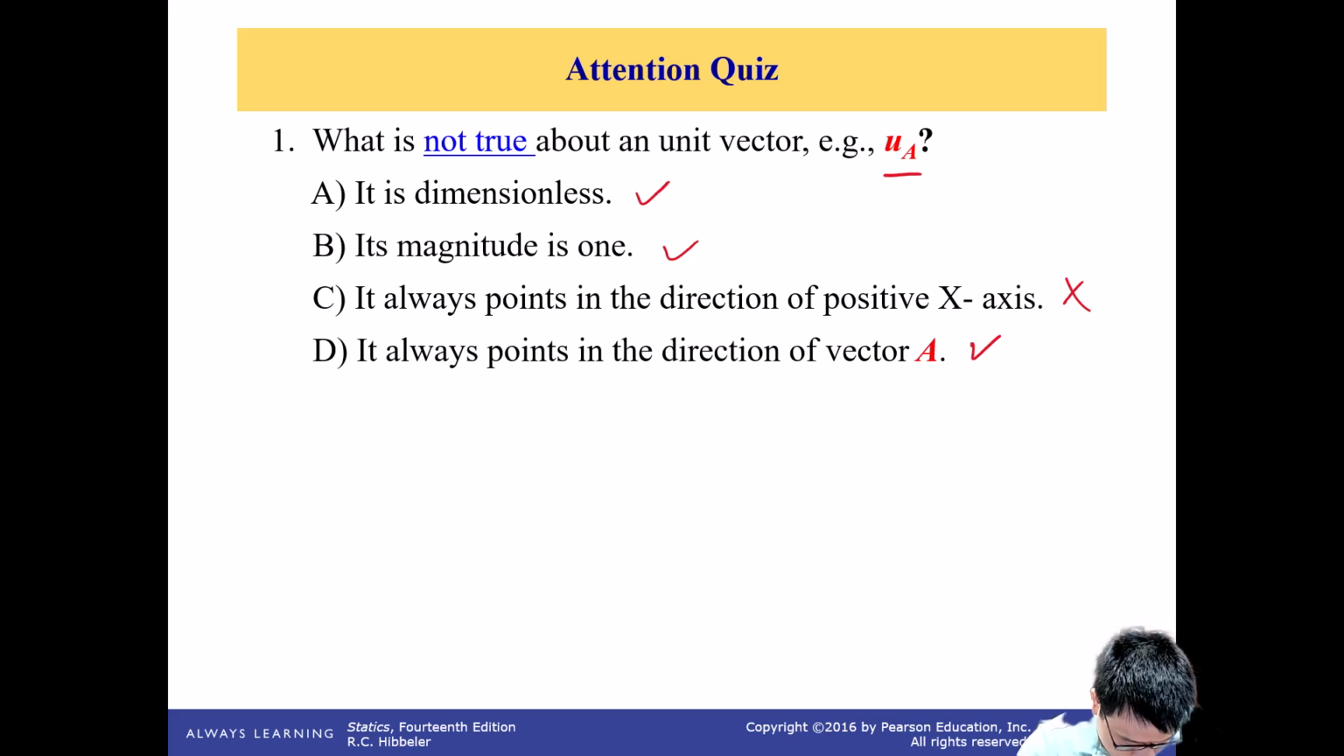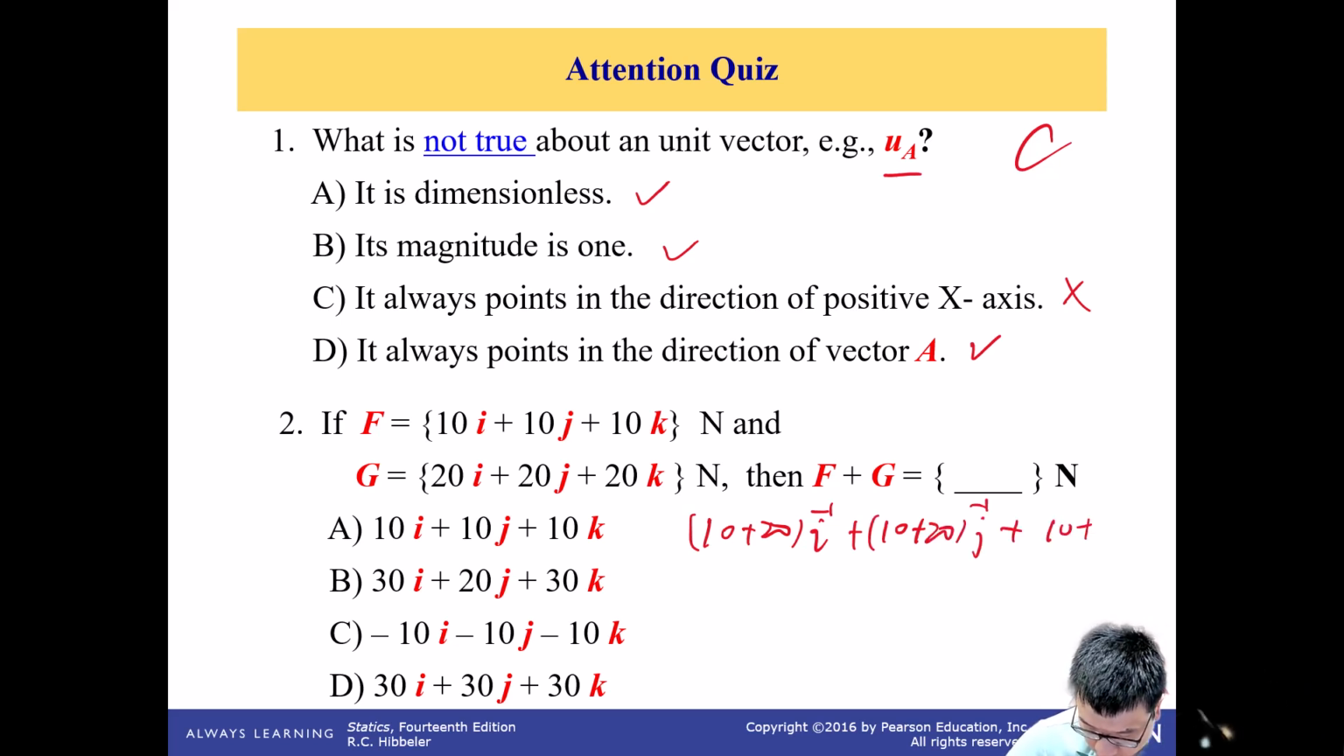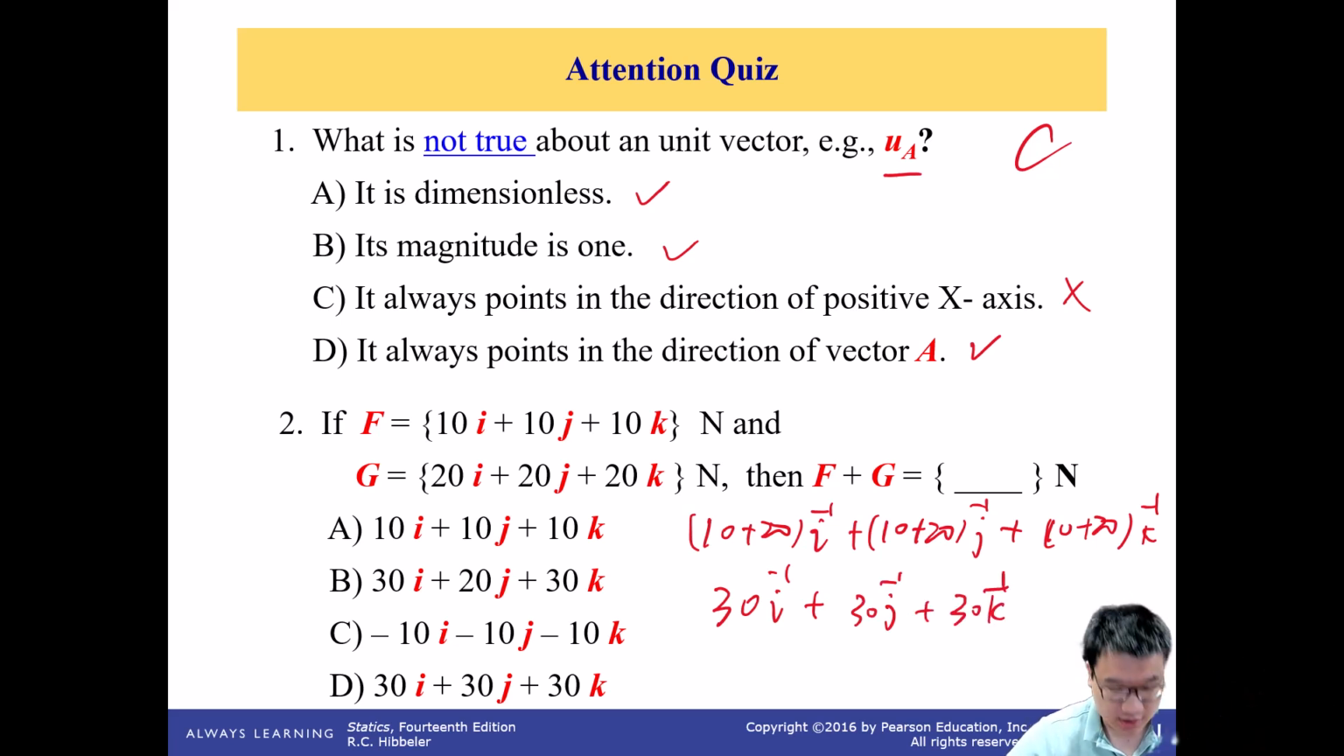And quiz 2, okay, we have vector F and a vector G. What's the F vector plus the G vector? It should be 10 plus 20 i, plus 10 plus 20 j, and then plus 10 plus 20 k. The answer should be 30i plus 30j plus 30k. The answer should be D.